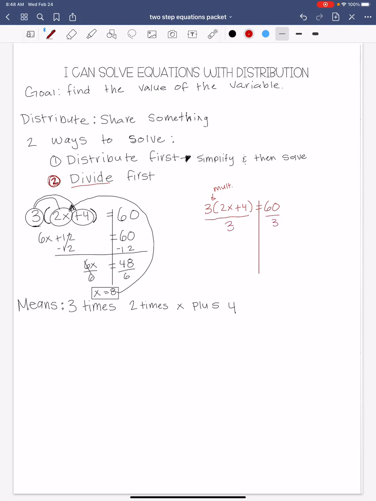Now, the reason I have to divide both sides by 3 is I'm doing something that wasn't already here, right? When we were distributing, this multiplication was already there. We didn't add anything new. But this division is new. We're introducing it, so we have to do it to both sides.